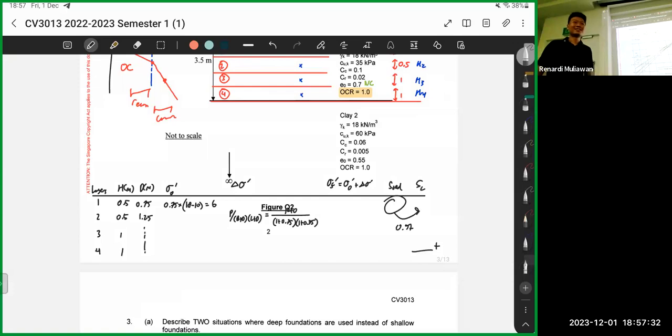H is your depth of layer. So imagine your layer is this much, then you compress it like this much. So H is your initial depth.